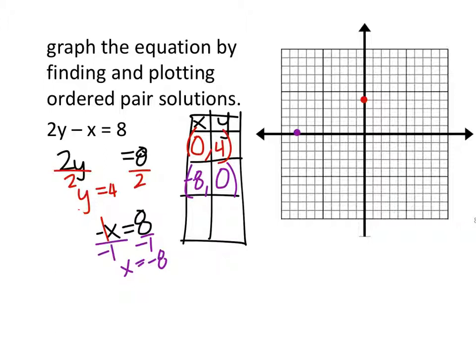Now again, this shows a pattern, but we want a third point just to confirm it. Now we get to choose the values, and it doesn't really matter if we choose x or y, we just get to choose. In this case though, I'm going to choose a y value, all right? And I'm going to choose a y value that is 1. Now here's why I'm choosing 1, all right? Because if I choose x as 1, then I'm going to get a fractional answer.